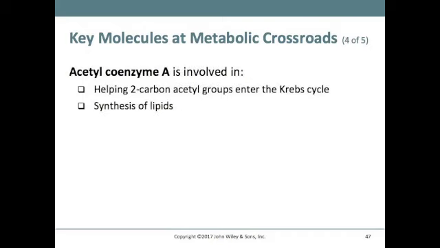Moving on to the next slide, acetyl coenzyme A is involved in helping 2-carbon acetyl groups enter the Krebs cycle, and it's also involved in the synthesis of lipids. When the ATP level in a cell is low but oxygen is plentiful, most pyruvic acid streams towards the ATP-producing reactions of the Krebs cycle and the electron transport chain via conversion to acetyl coenzyme A.